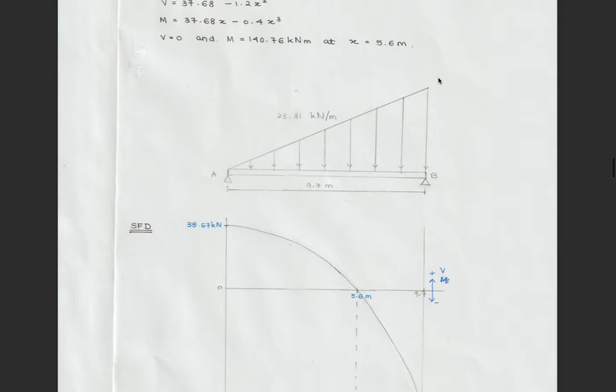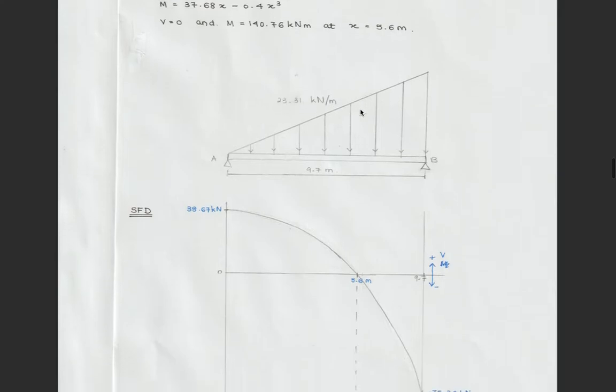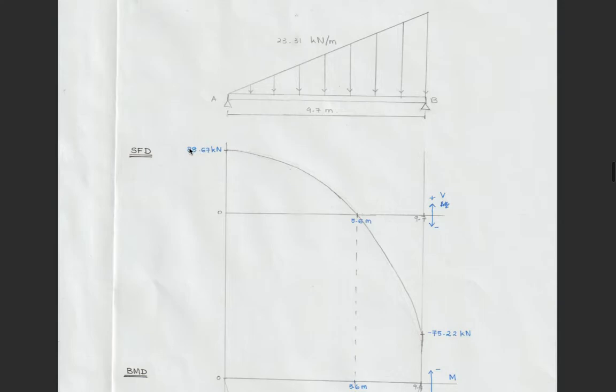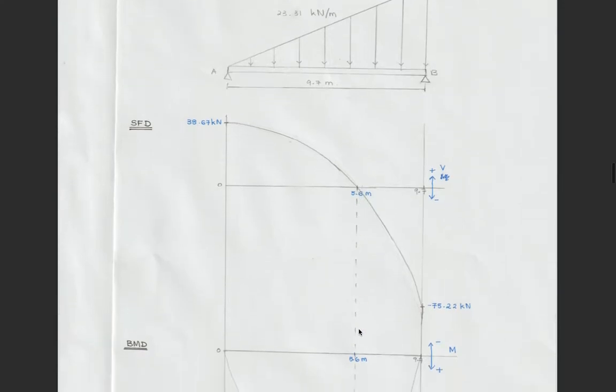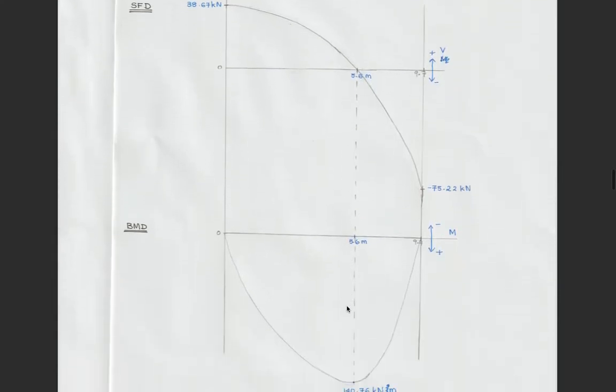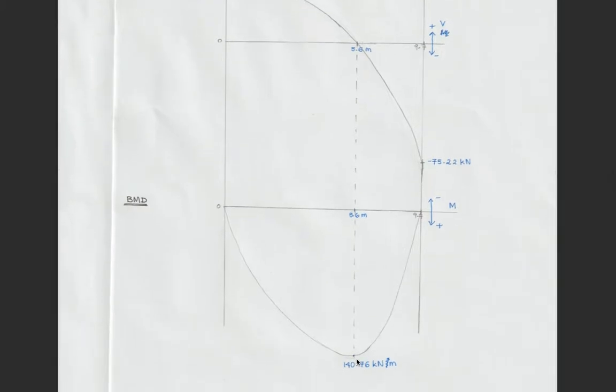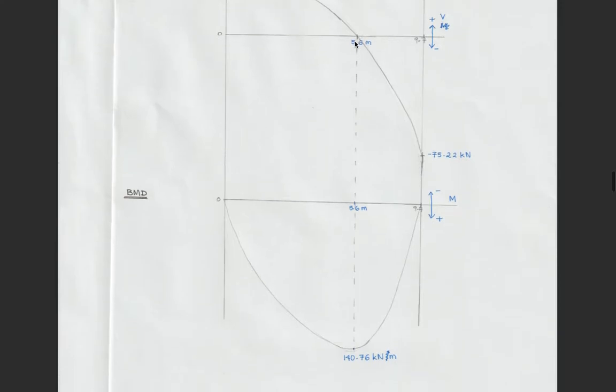So this is just a diagram of the beam that we've been assessing. It's 9.7 meters long, has a triangular load of 23.31 kilonewton per meter. So here I've given the shear force diagram and I've marked the 5.6 meters as being equal to 0. So I've have this dotted line to make sure that I communicate that the maximum bending moment did occur in fact at 5.6 meters, which was when the shear force equals 0.